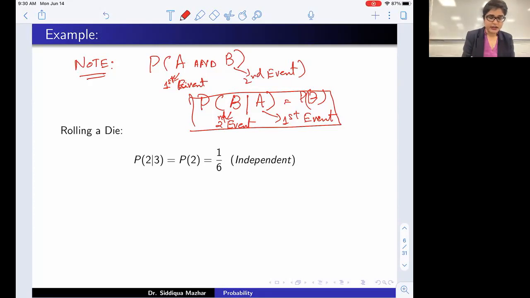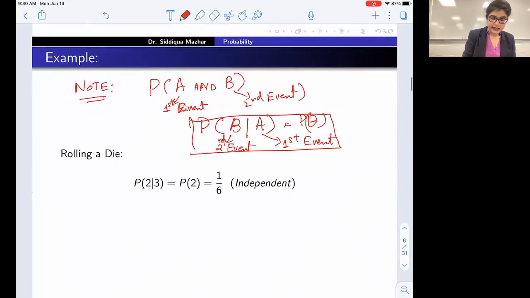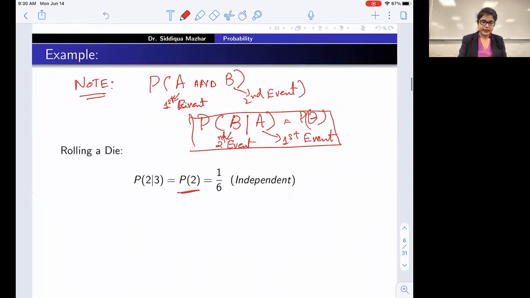Because rolling a die gives you independent events, the sample space will remain the same. You cannot take numbers out of that. So, because these are independent events, we use the same formula as before: probability of B given A equals the probability of B. So the probability of finding 2 given 3 equals the probability of 2. What will the probability of 2 in rolling a die be? Because 2 happens only one time, 1 by 6 will be the answer. So these are independent events.